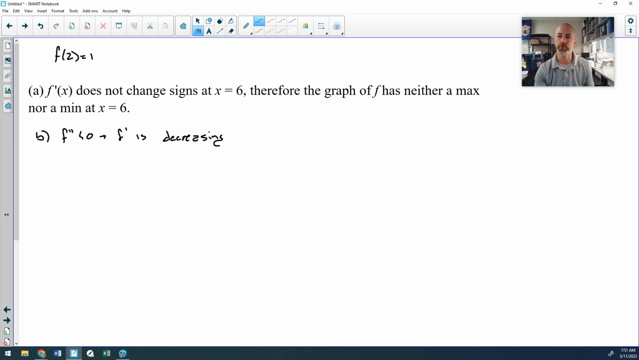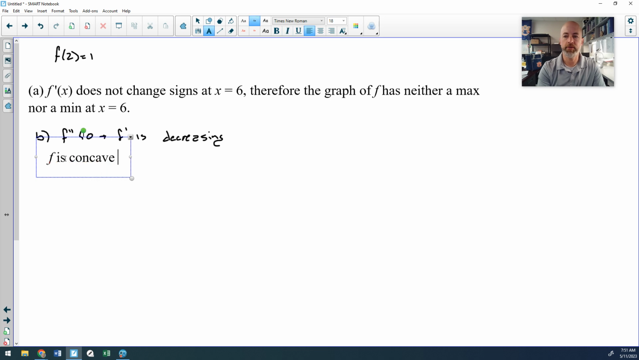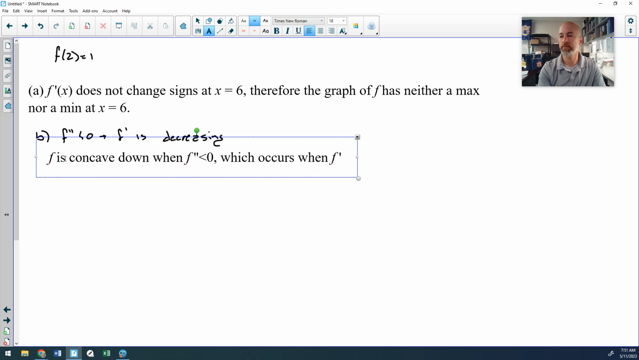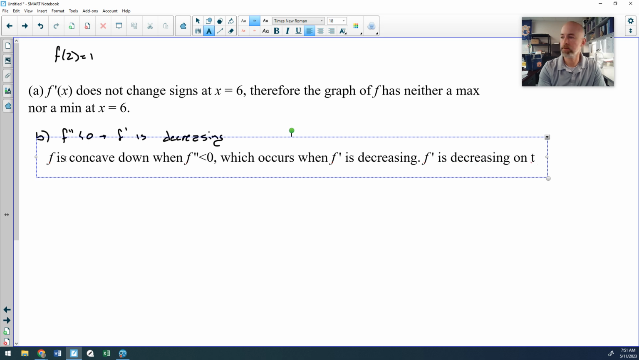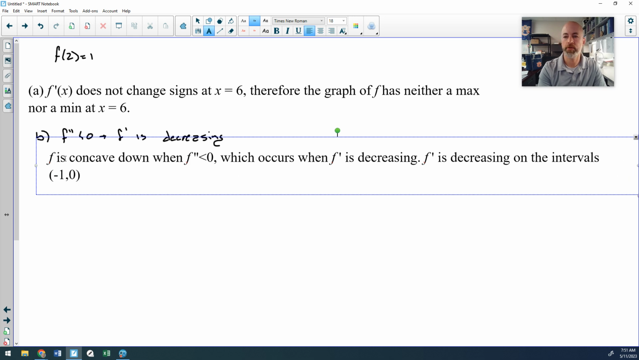And so I'm going to, again, type my solution just for the sake of time. I can say that f is concave down when f double prime is negative, which occurs when f prime is decreasing. And then I'm going to say f prime is decreasing on the intervals -2 to 0, union, lazy union, 4 to 6.